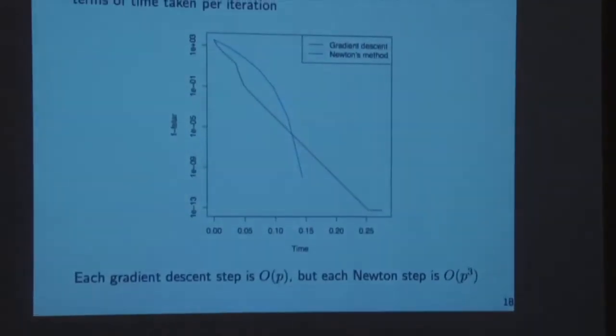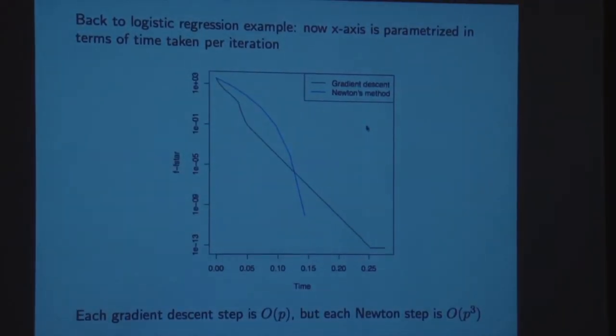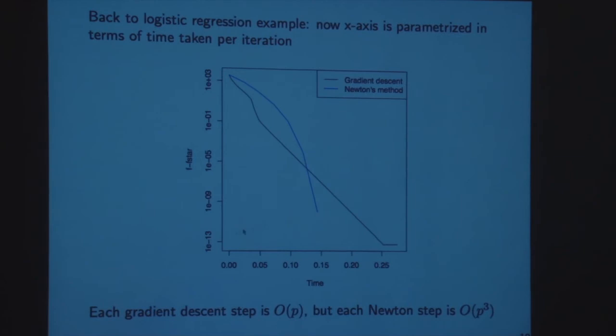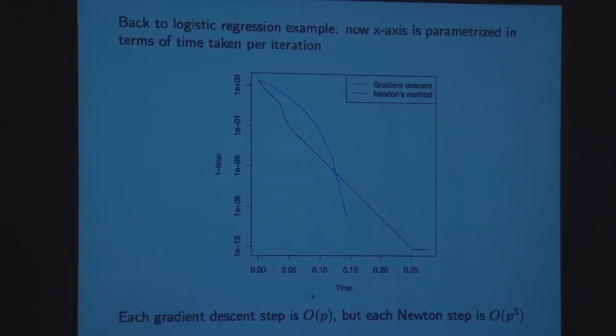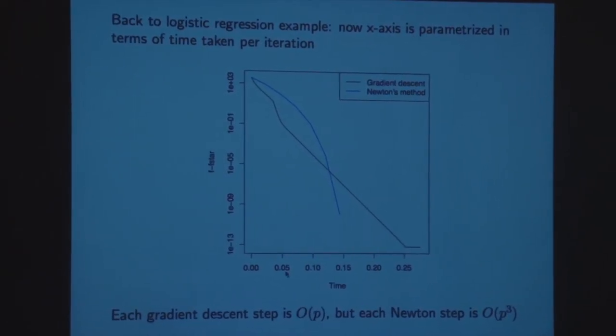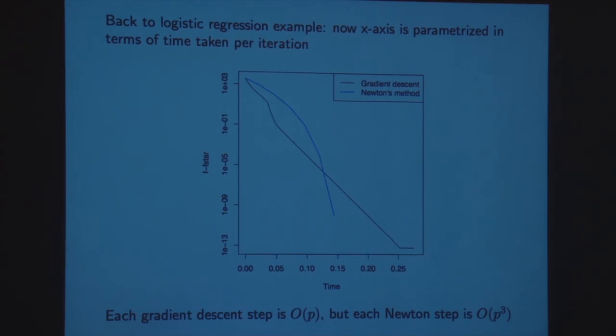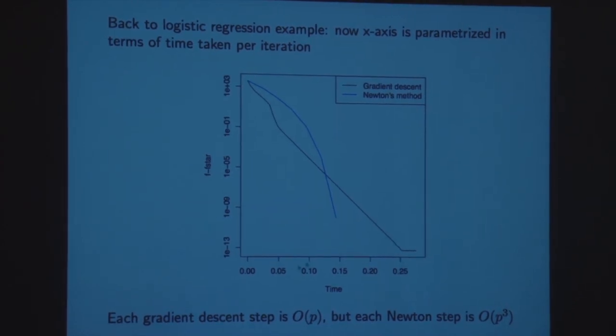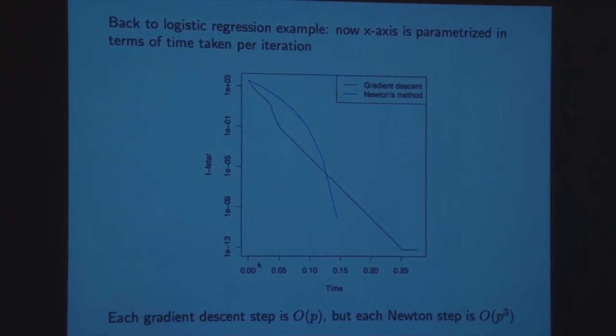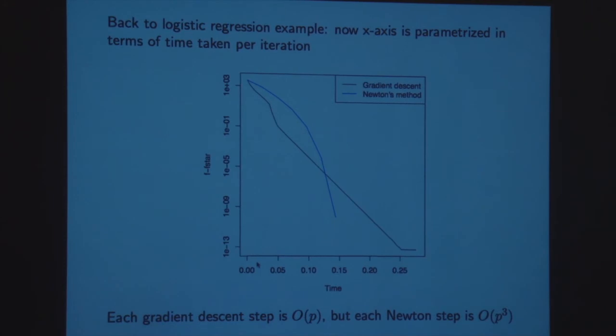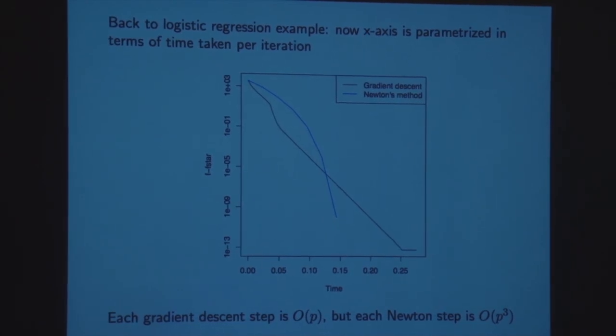So here's a comparison of the convergence of gradient descent to Newton's method in that same example I showed you before. But now I'm putting time on the x-axis. This is a pretty small problem, 500 observations, 100 variables, logistic regression. Instead of the number of iterations taken by each method, I'm putting the total time. They take different amounts of time, because each gradient step is order p here, and each Newton step is order p cubed.